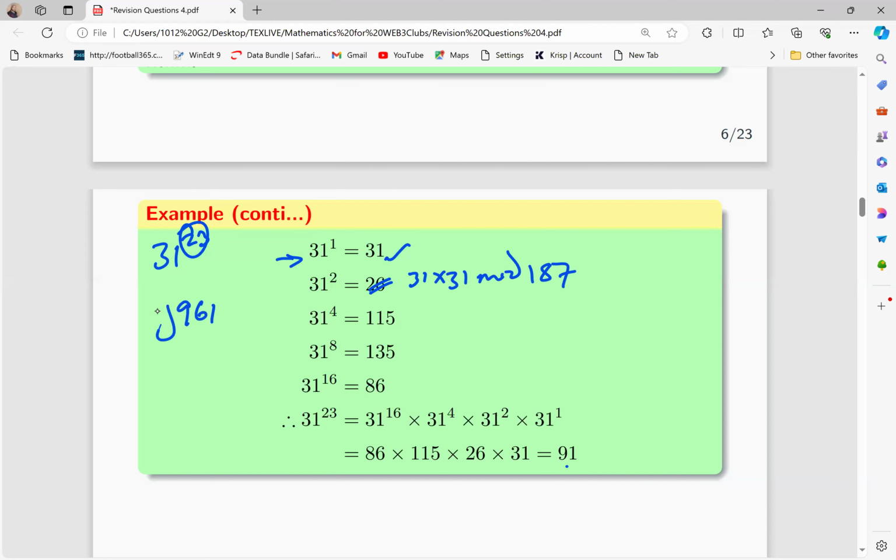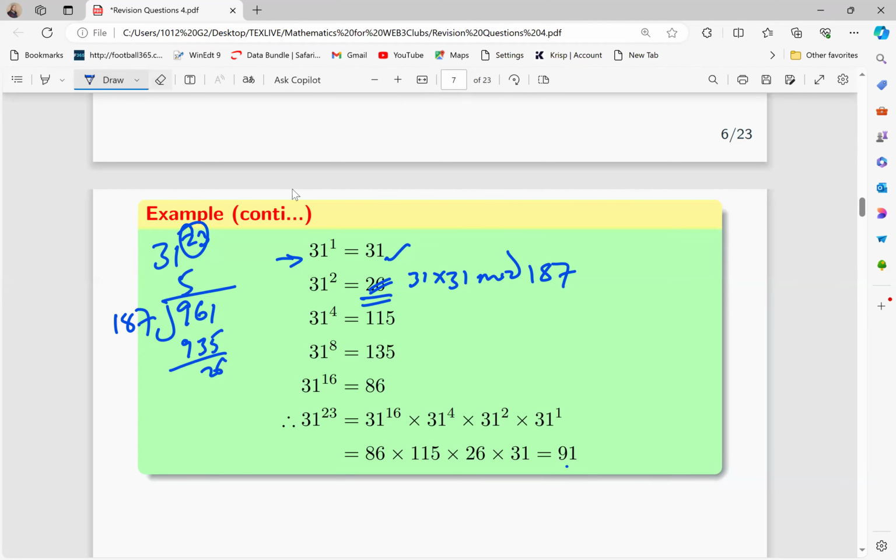961. Let's divide that by 187. 5 times. What's that product? 935. What's the difference? 26, and that is why you can see I had a 26 there. That's why you can see I had that 26. So it's 26. Is that okay? Yes, you can see how we got 26.